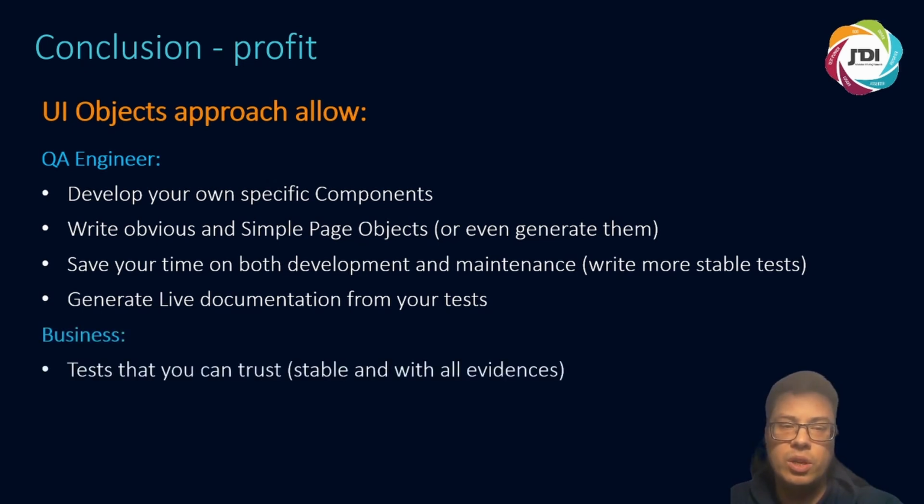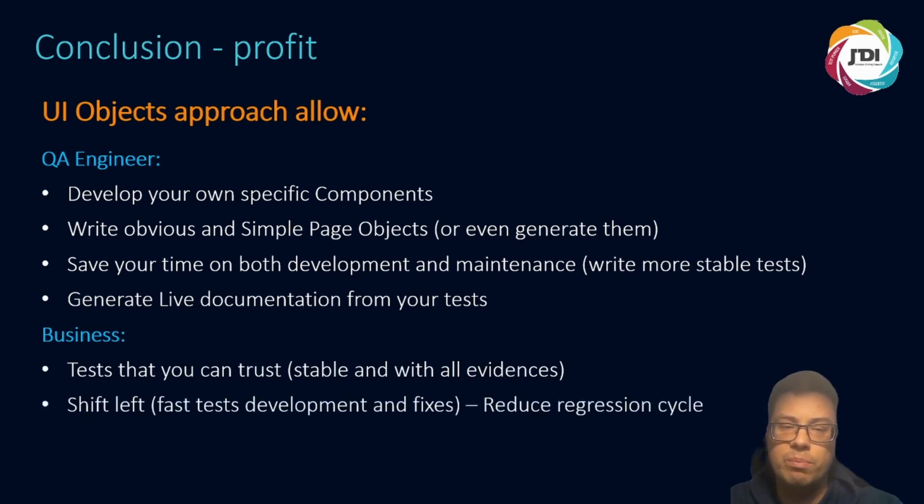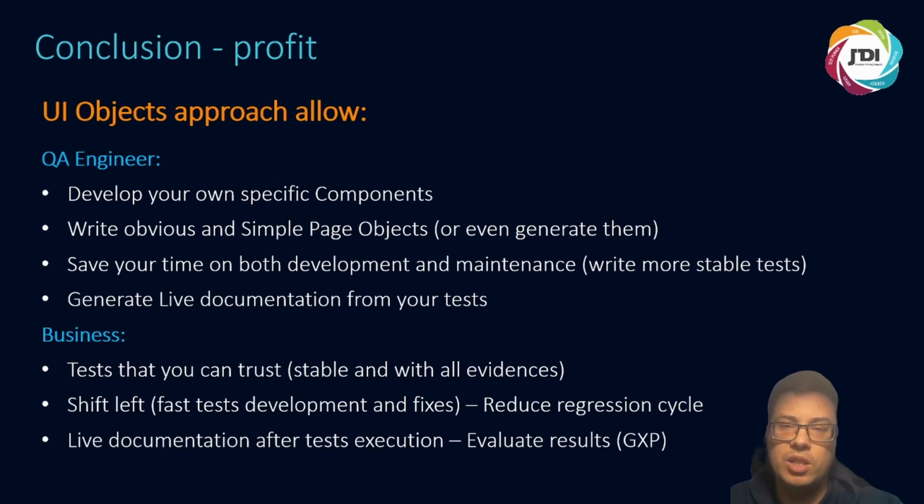As the business, you can get tests that you can trust, stable and with all the evidence that you would like to check. You can shift left your development process, develop tests faster and fix faster. That reduces your regression cycle. And you will also get live documentation after each execution, and you can evaluate results by yourself.